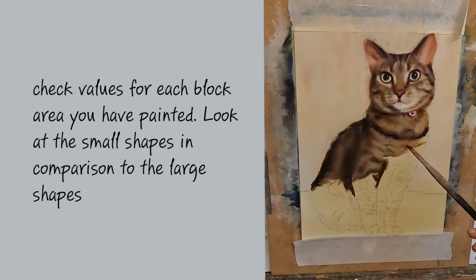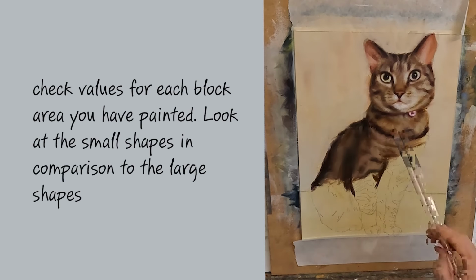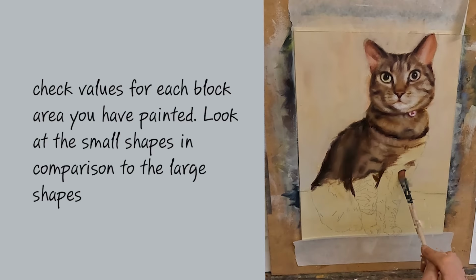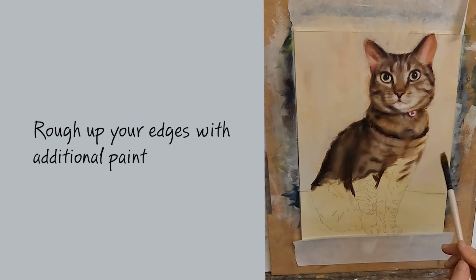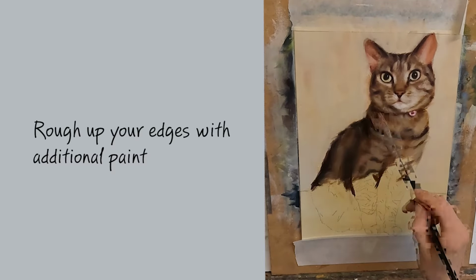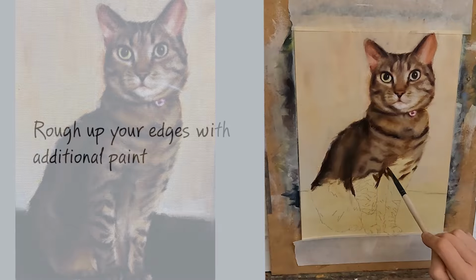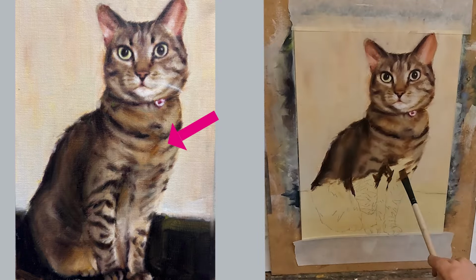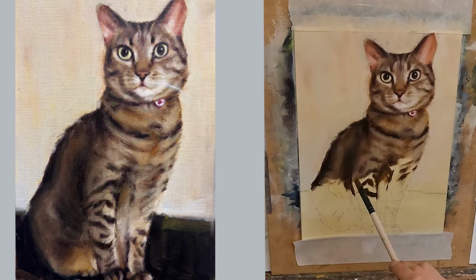I then check the values of the area I have painted and adjust block areas where I'm off, so I am looking at larger shapes again. Finally, I take my brush with a good amount of paint, no medium, and begin to rough up my painting and destroy my edges. You can see where I've done that on the chest area with larger brush strokes that give the impression of stripy fur without being too uniform.